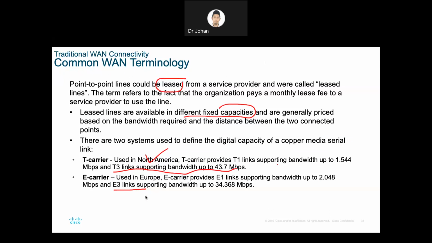So we have E-carrier used in Europe, and it supports up to 34.368 megabits per second, right?